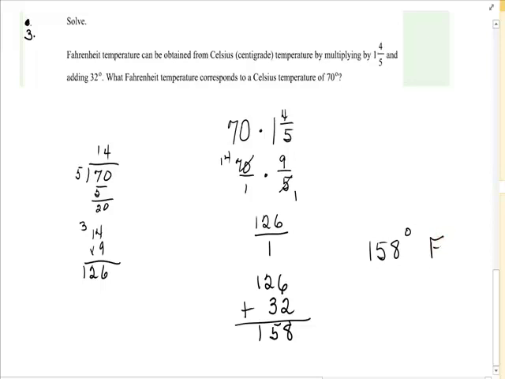Okay, so there's just a few problems. Have your paper ready to do that multiplication and division.